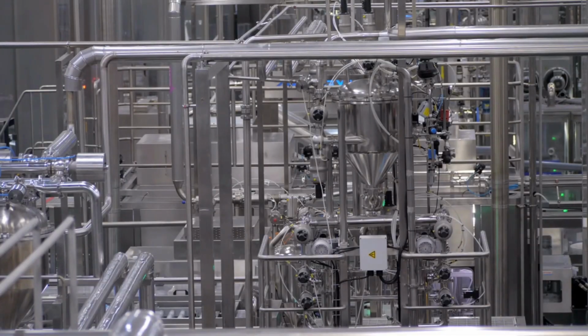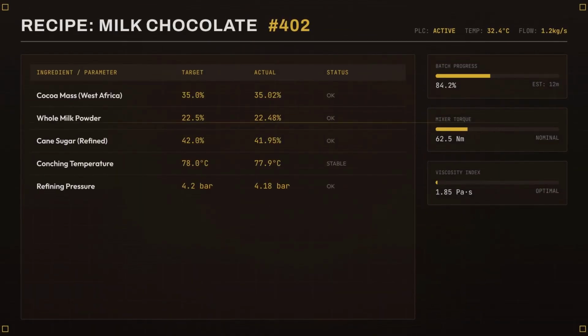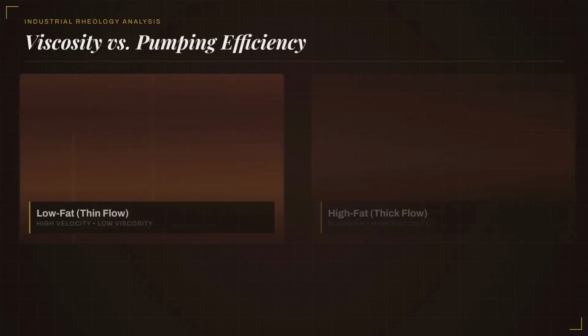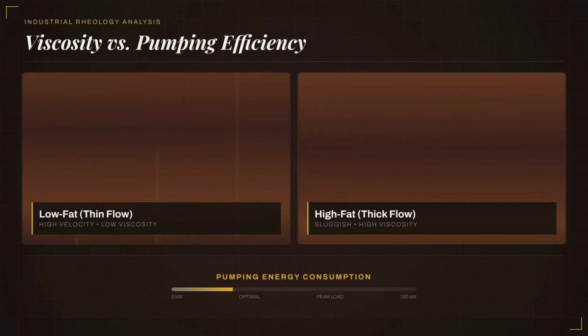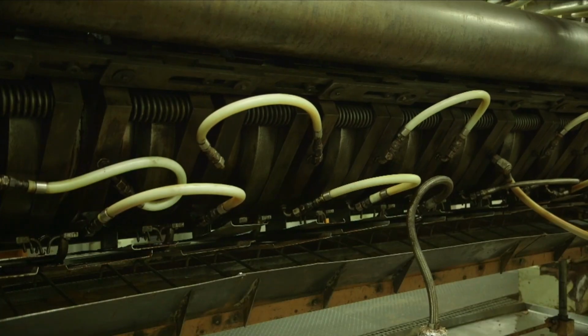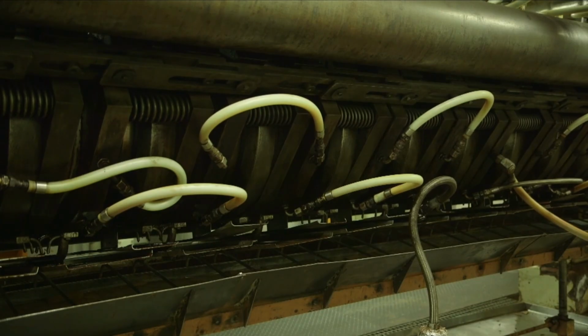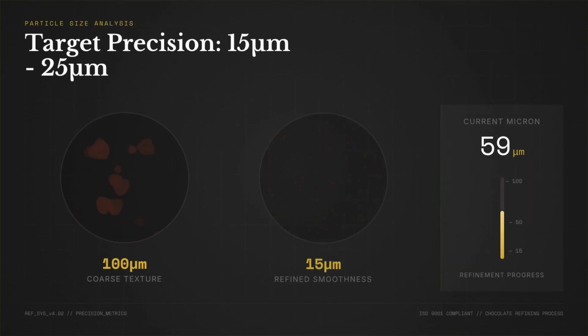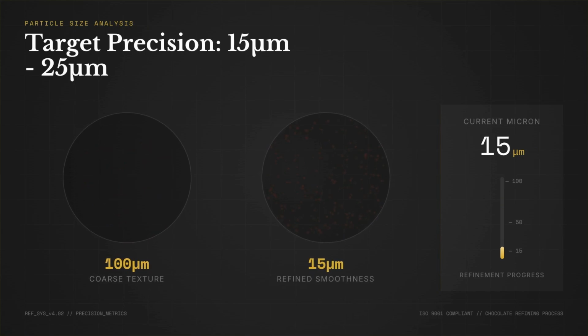The cocoa mass is combined with accurately measured sugar, cocoa butter, and, when making milk chocolate, milk powder. Load cells and automated dosing screws control every ingredient according to a stored PLC recipe. Even a small variation in fat content can significantly affect viscosity and pumping energy. The mixture then passes through 5-roll refiners or industrial ball mills. These machines reduce the sugar, cocoa, and milk particles to approximately 15 to 25 micrometers.